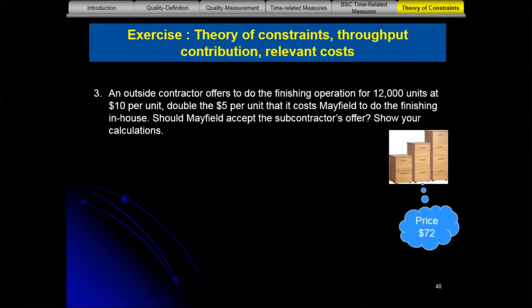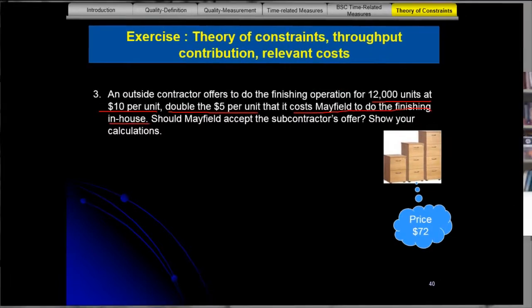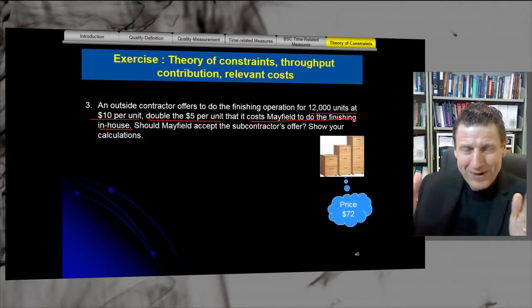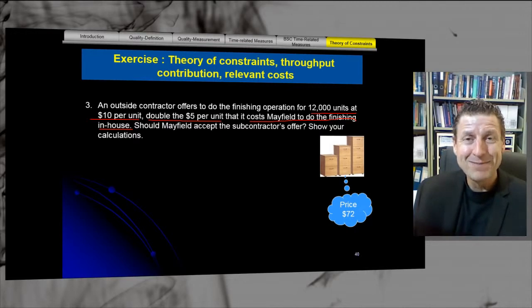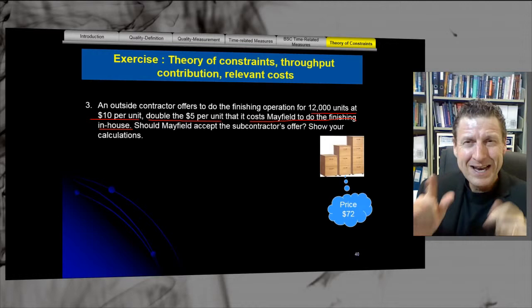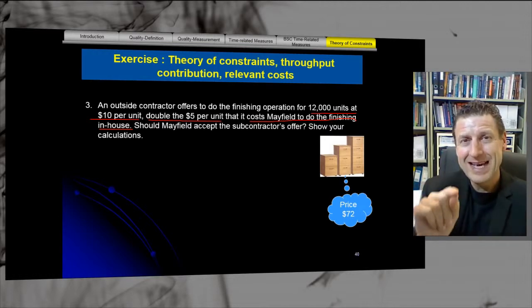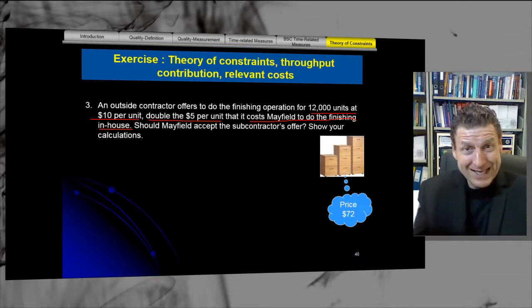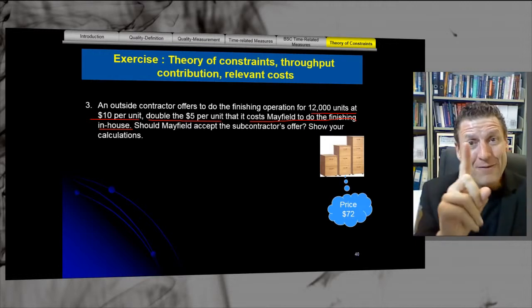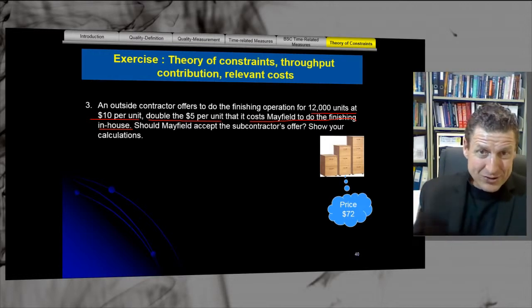An outside contractor offers to do a finishing operation for 12,000 units at $10 per unit. Yay! It's double the $5 per unit that costs Mayfield to do the finishing in-house. You're probably thinking, if you're the finishing manager, no way, we've got the cheapest finishing ever. All right, why on earth would we go outside and pay $10? We can do it for $5 here. No, but that's not the question, because at the end of the day, the objective function is to get more throughput, and you know that finishing department has only 80,000, because every unit that hits over that 80,000 drops down.